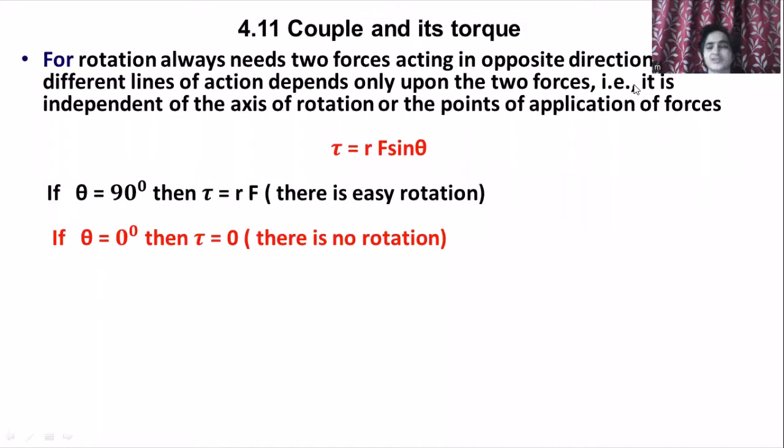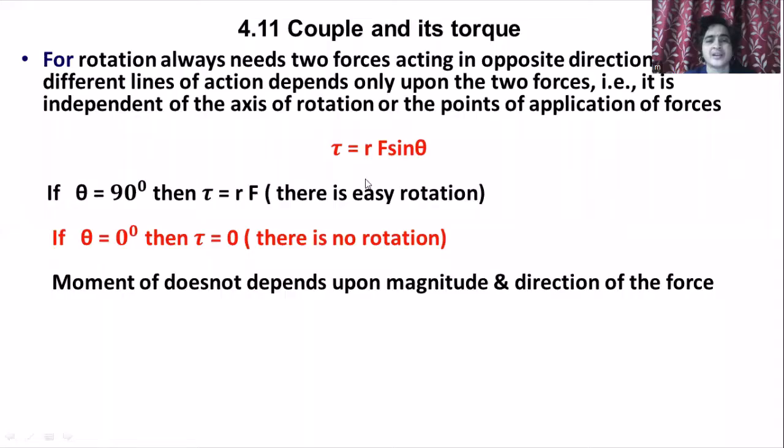We have seen tau is equal to R cross F. So tau is equal to R into F into sine theta. And depending upon the value of sine theta, the value of torque will vary. And so if theta is equal to 90 degrees, tau will be R into F because sine 90 is 1. And if theta is equal to 0, then torque will be equal to 0 because sine 0 is 0.